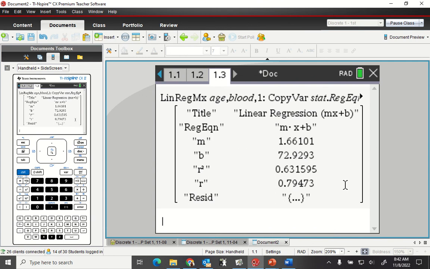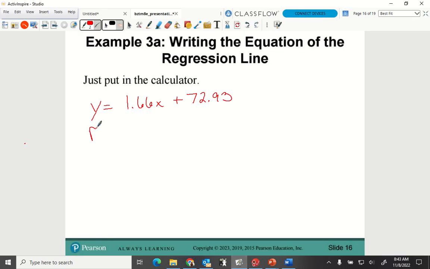Is it positive? So if it's positive, it means it's trending which way? It's going up. If it was negative, it would be going down. But that 0.79, that's not bad. That's not a bad correlation. That's okay. Make sense? Questions, concerns, complaints?